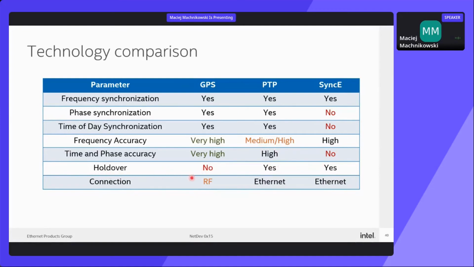If it comes to the holdover, in default configuration, GPS receivers will stop giving the 1 PPS once they lose traceability of the satellites, and PTP and SyncE can still run and will enter the holdover mode if they don't see the incoming signal for quite some time. And the connection to the GPS is usually done by RF signals, so the physical 1 PPS signal and, for example, RS-232 for the time of day information. And both PTP and SyncE run on Ethernet.